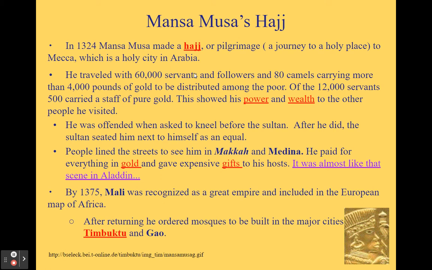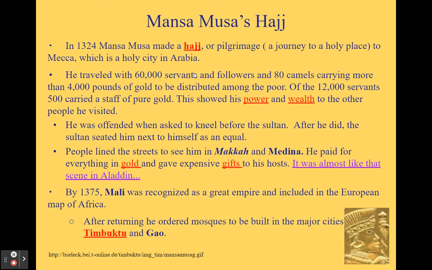Now, on his way there, he was traveling with 60,000 servants and followers and 80 camels carrying more than 4,000 pounds of gold. You thought the camels in the videos from Dragon Time were loud, and they were just carrying salt. Those camels are probably really loud when they get to let go of that gold.